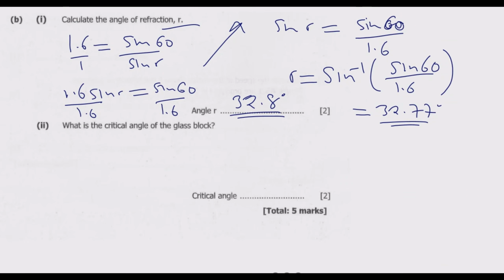So hence, the critical angle, which will be C, is the angle of incidence such that the refracted ray is at 90 degrees when it's coming from the glass block to the air. So we have sine inverse of 1 over the refractive index of the block, which is 1.6. Then we simplify. When we use our calculator, we end up with 38.682.